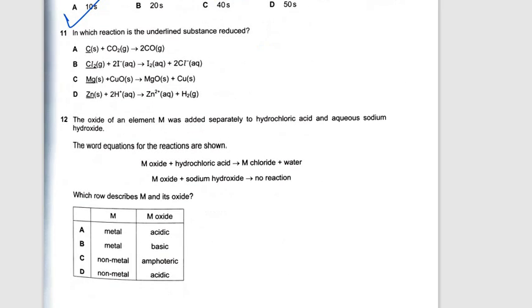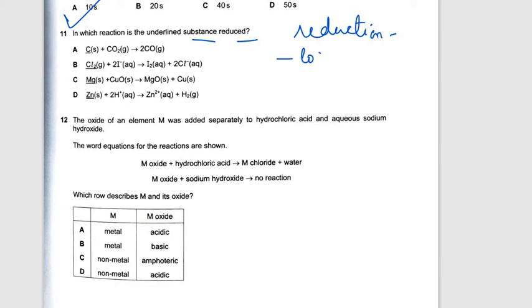Now question 11, in which reaction is the underlined substance reduced. Okay, what is reduction? Reduction is loss of oxygen, gain of hydrogen, then decrease in oxidation state, and also gain of electrons. These three things you have to remember whenever you talk about reduction.